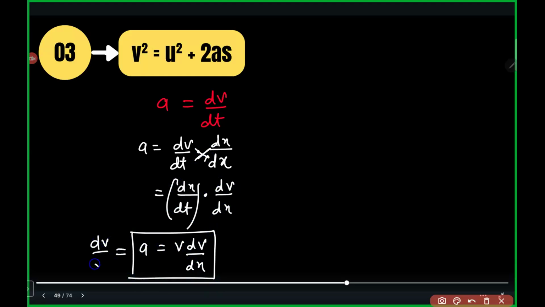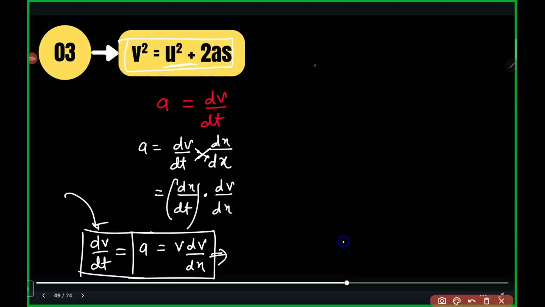Yes, sir. Okay. Now see, this equation, whatever I have written, is applicable for all kinds of motion. But the equation we are going to derive now is only valid for uniformly accelerated motion. But this equation you can use anywhere. So let's use this equation and find that equation.